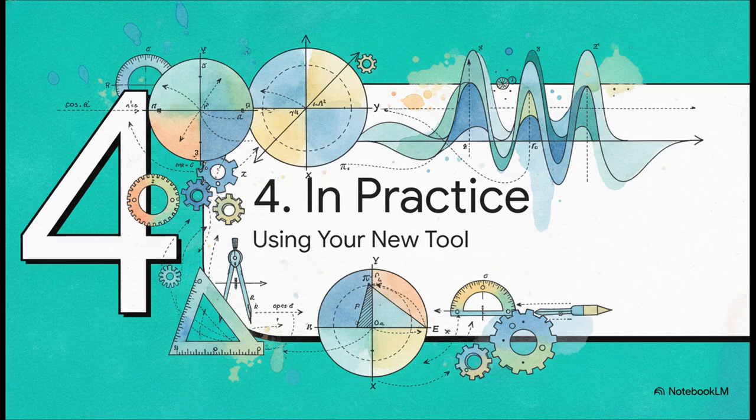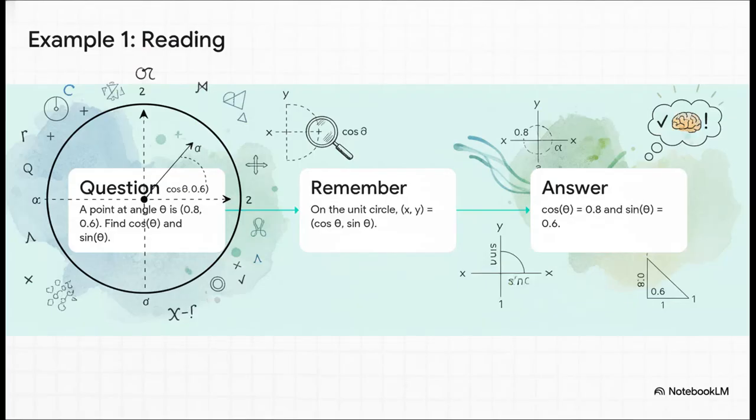Okay, so we've got the theory down. Now let's get our hands dirty and actually use this new tool. This is where it all starts to click. All right, let's start with a really straightforward one. The question is, if a point on the circle has the coordinate 0.8, 0.6, what's the cosine and sine of the angle? Well, since we know x is cosine and y is sine, the answer is staring us right in the face. The cosine is 0.8 and the sine is 0.6. It's literally that simple. You just read the coordinates.